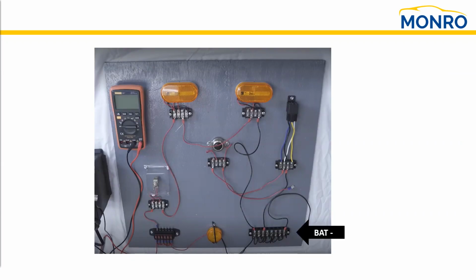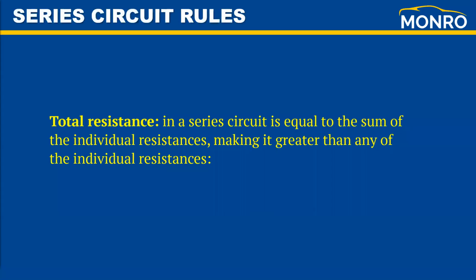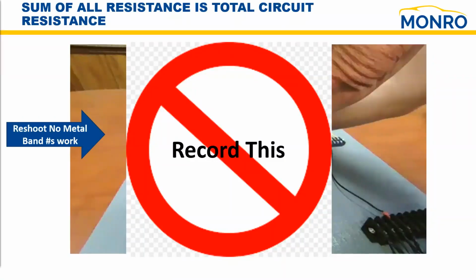When we talk about series circuits, there are a few rules that come into play. The first rule is that total resistance in a series circuit is equal to the sum of the individual resistances, making it greater than any one of the individual resistances. Let me show you what I mean. When we measure the first resistance, you can see its measurement. Then we measure the second resistance. And when we measure the total circuit resistance, the sum of the individual resistances was exactly the total circuit resistance.